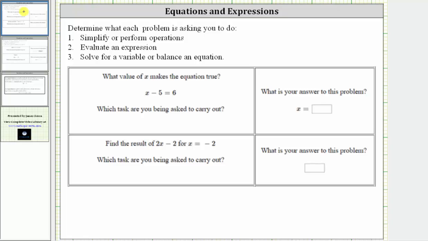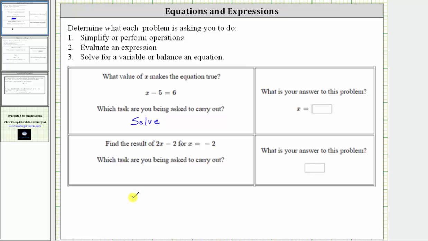For the first example, what value of x makes the equation true? We are given the equation x minus 5 equals 6. Because we are looking for the value of x that makes this equation true, our task is to solve the equation or solve for the variable x. So which task are we being asked to carry out? We state solve.